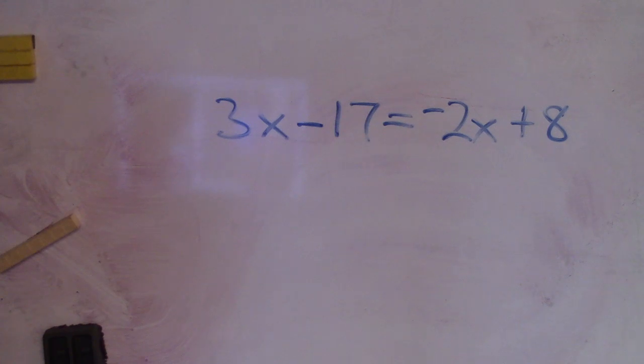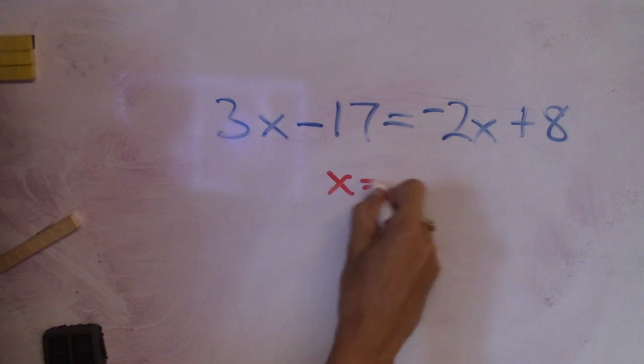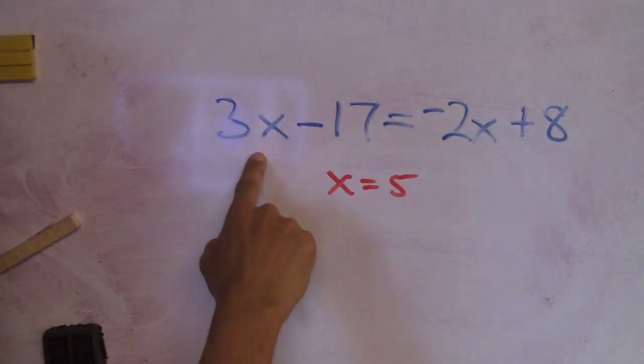5x equals 25. It's 5. There you go. And what are the two numbers? You're correct. You went straight to x equals 5. So what's the number?